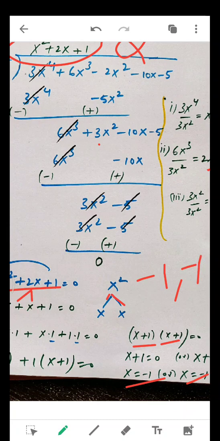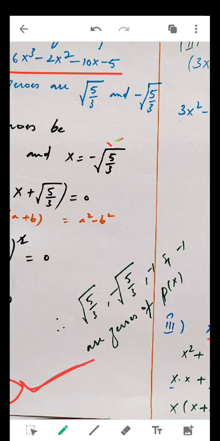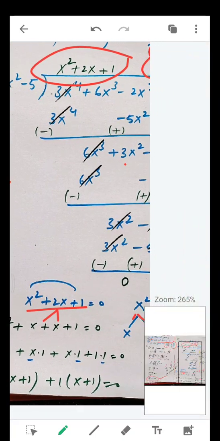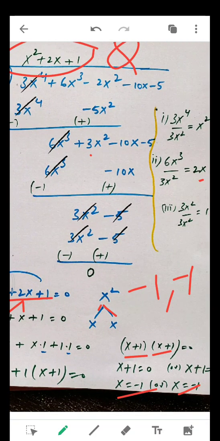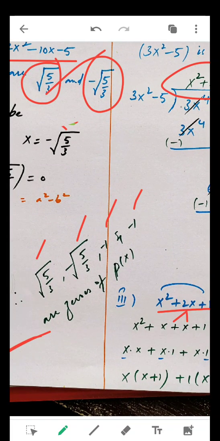What are our 2 more zeros, which were there previously in the question? Already two zeros were given in the question, root 5 by 3 and minus root 5 by 3. So finally we have got four zeros. Therefore root 5 by 3, minus root 5 by 3, and minus 1, minus 1 which we have got just now. These are the other two zeros. So finally we have got four zeros of the polynomial p of x.